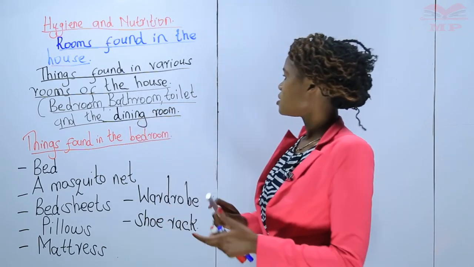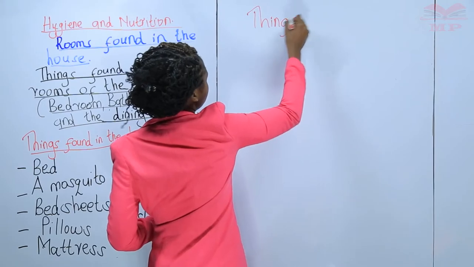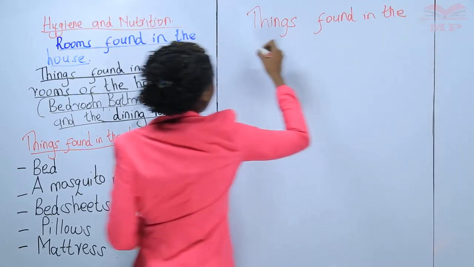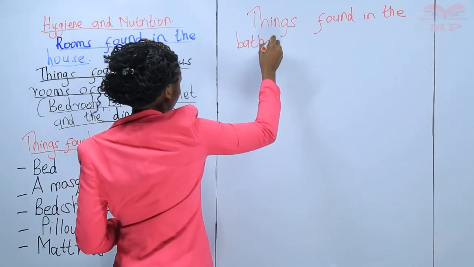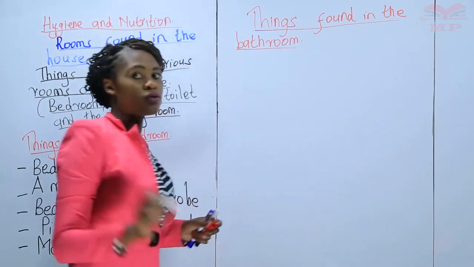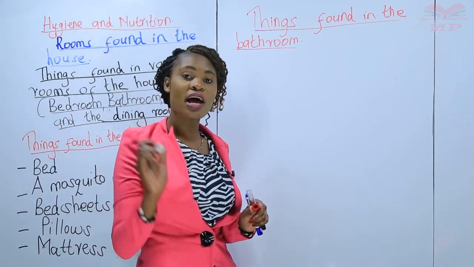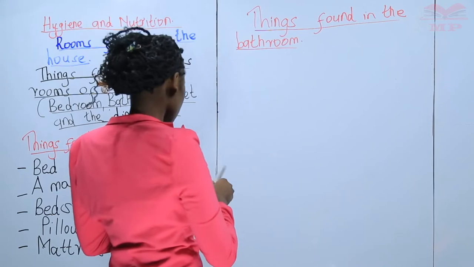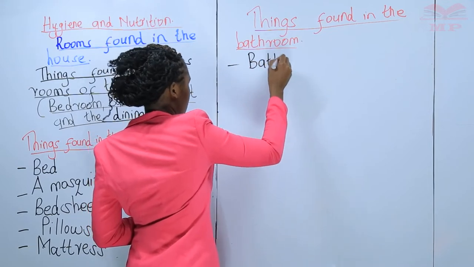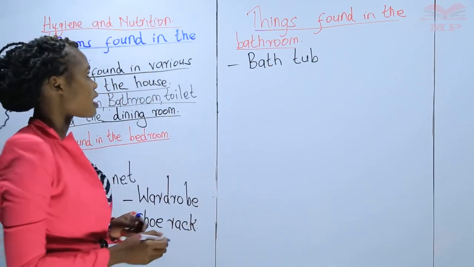We are going to discuss the things found in a bathroom. Now, a bathroom is a place where we take our shower or we bath. So what are some of the things that are found in the bathroom that are going to enable her to be able to take a shower? So the first one, we have a bathtub. Take a look at what a bathtub looks like.